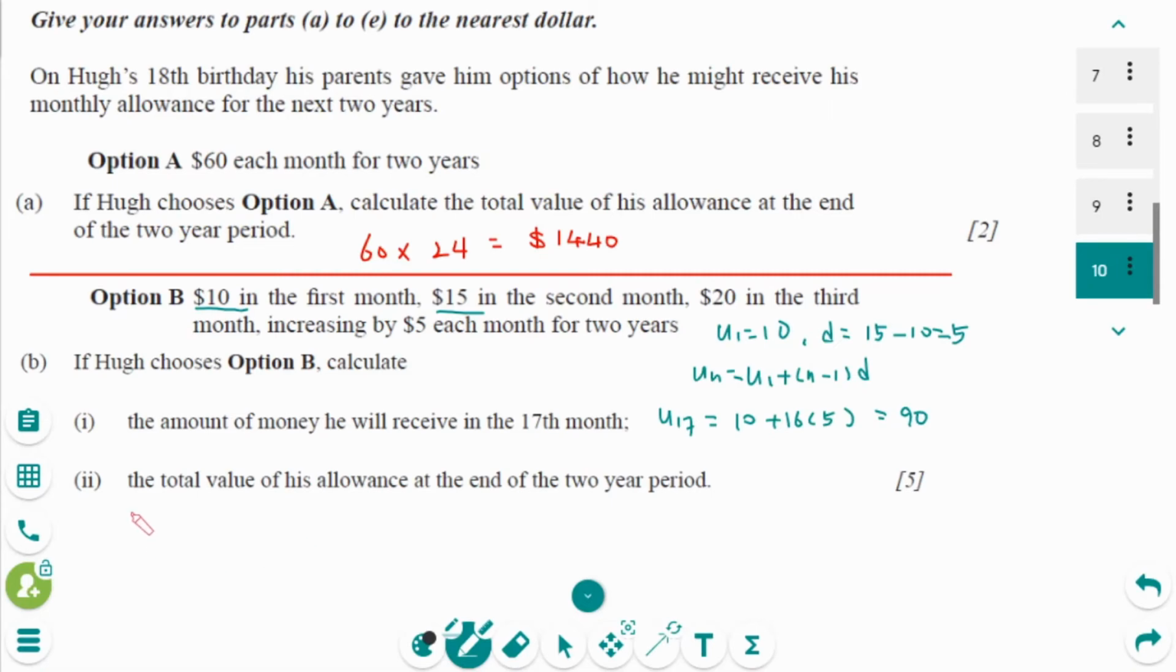Number 2, Sn equals n over 2 times u1 plus n minus 1 times d. Then S24 equals 24 over 2 times 10 plus 23 times 5. The final answer is 1620.